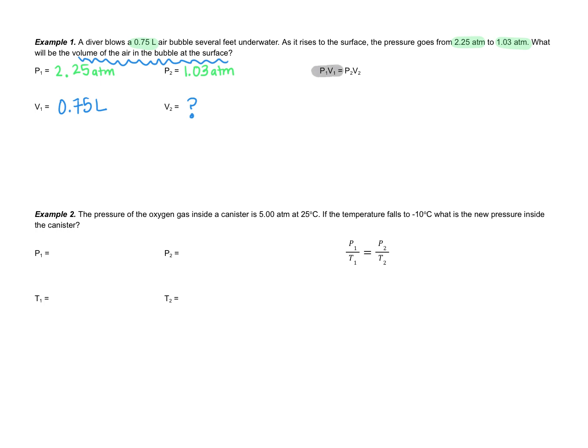So here's our equation, and I'm going to plug those values in. So I'm going to say my pressure 1 is 2.25 ATM, and then my volume 1 is 0.75 liters. And then my pressure 2 is 1.03 ATM. And my volume 2 is what I don't know. I'm going to write it as V2, but if you wanted to, you could call that X if it makes it easier for you to do your algebra.